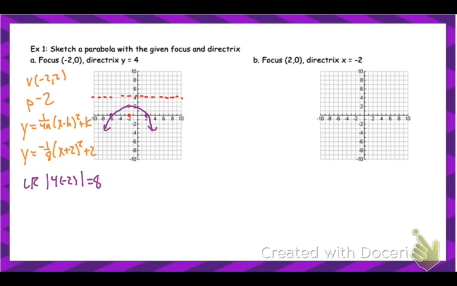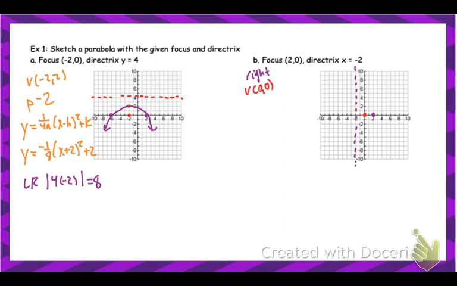All right, go ahead, pause the video and try the next one. All right, so on the next one, the focus is at (2, 0). The directrix is at x equals -2. That tells us this parabola is going to open right. The vertex is halfway in between. The vertex is at (0, 0).